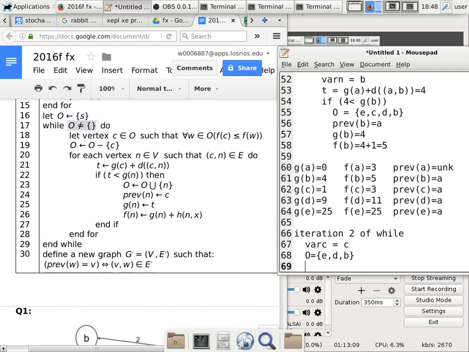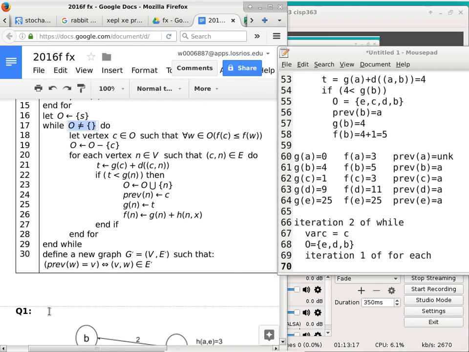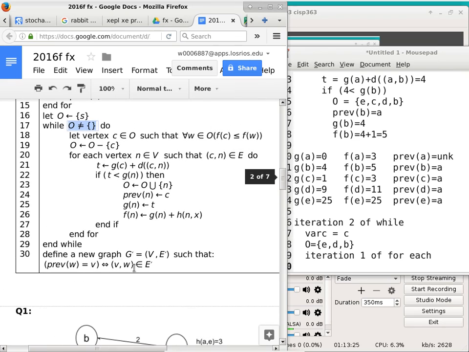And now we go to the inner for each loop. So we have iteration 1 of the for each loop. So we look at vertex C and go like, okay, who are your neighbors? It has got 2 neighbors. It has one neighbor B and one neighbor D. Which one do you guys want to use first? Pick one.